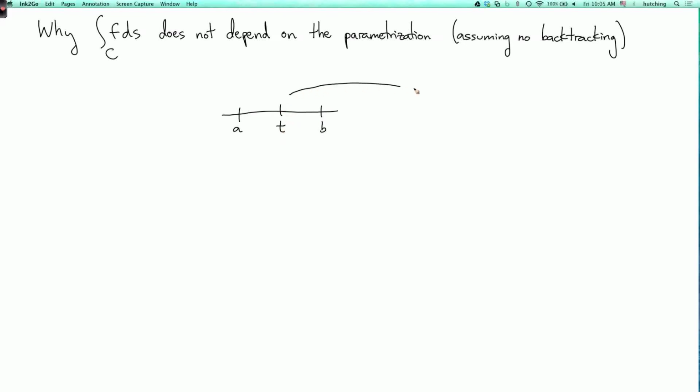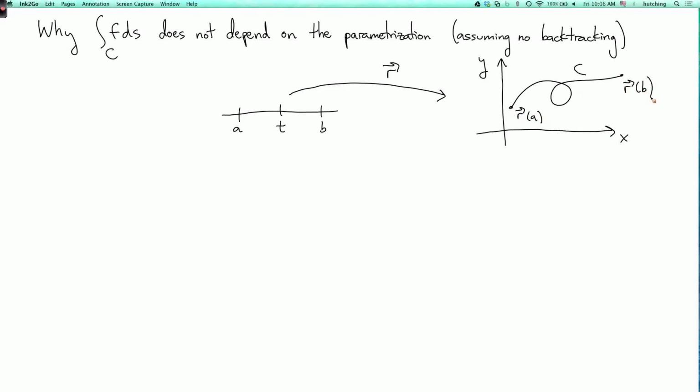And this is being mapped by some function r to a curve in the xy plane. I don't know exactly what this curve looks like. Maybe it looks like this. So here's r of A and r of B. Now I want to choose a different parameterization of the curve by a new parameter. Let's call it u, going from C to D. So t is going to be a function of u. Say t equals g of u.